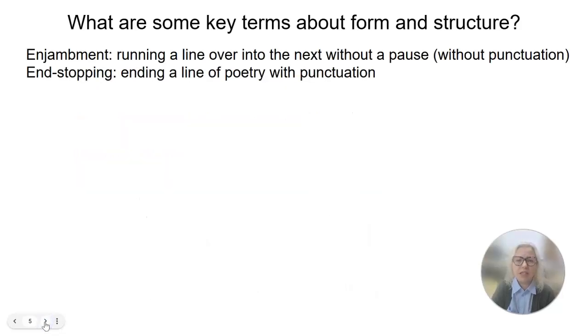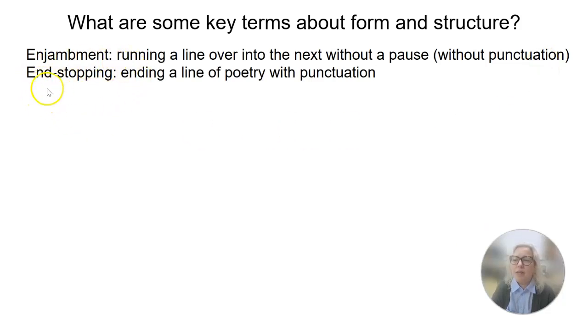All right, how about some key terms about form and structure? Oh, I love this one, enjambment. Do you know this one? It's a great one, enjambment. It is the running of a line over into the next without a pause. So that means without punctuation.